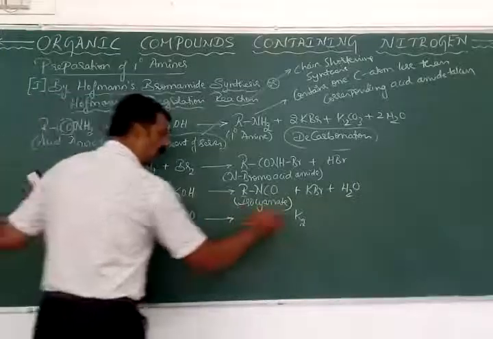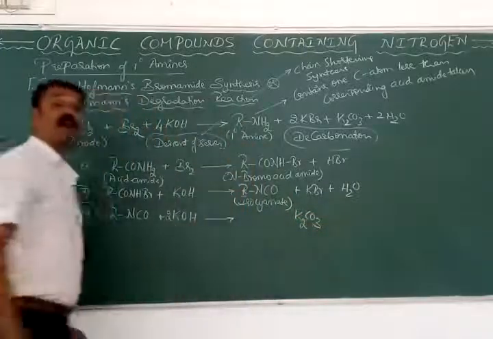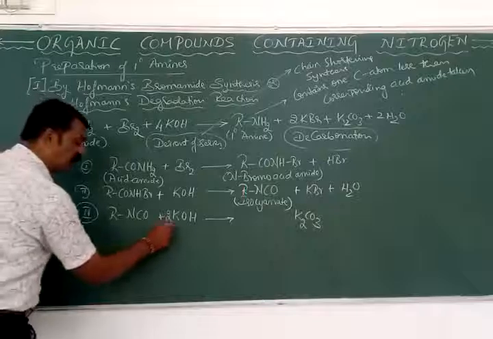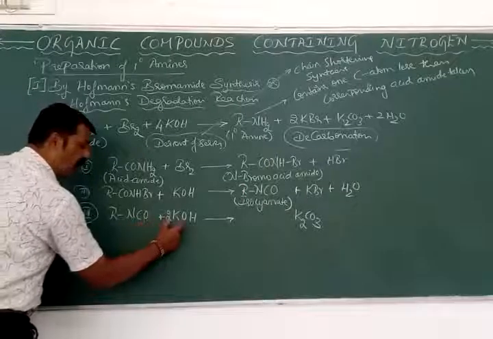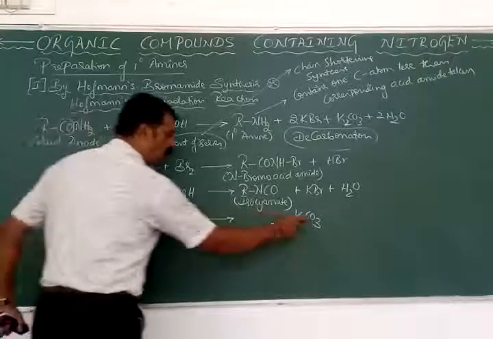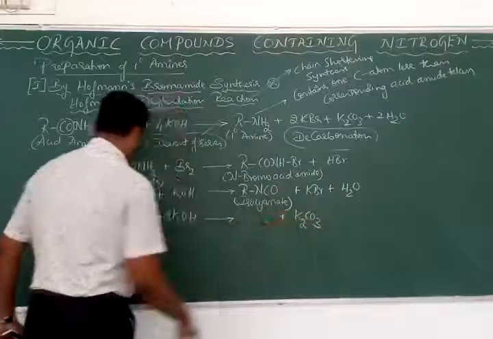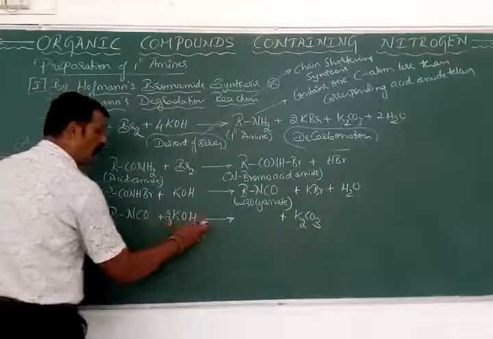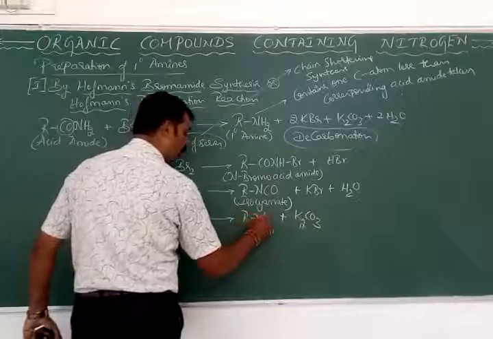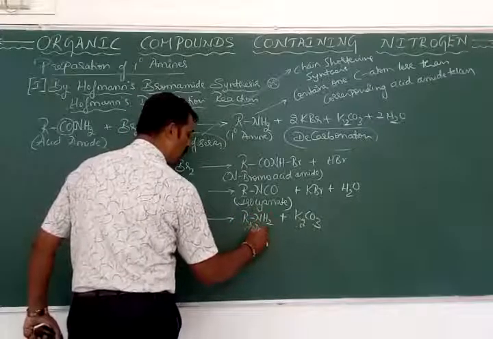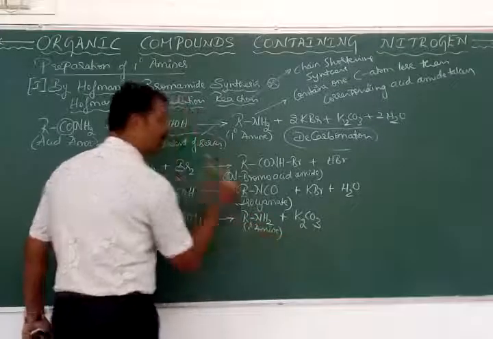CO, two O's are here. Therefore, it is removed in the form of potassium carbonate. First, 2K means K2. CO here, 2 oxygen. CO plus O2 is nothing but CO3. Then I am left with R N with 2 hydrogens, meaning RNH2. That is called which amine here? It is the primary amine.